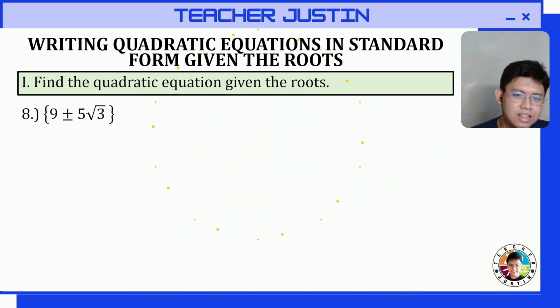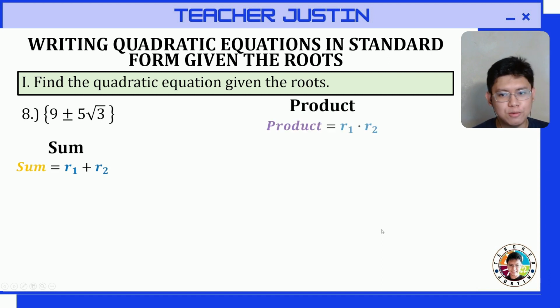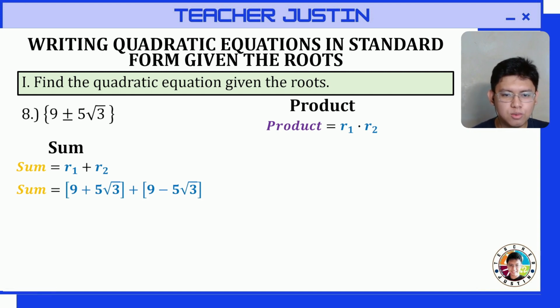Alright, ta-da! Let's find the quadratic equation of our given roots. So, ang given roots natin is 9 plus minus 5 square root of 3. Now, in writing our quadratic equation, kailangan nating kunin yung ating sum and product of our roots. So, ano nga ba yung sum natin? Let's add our roots. So, let's add 9 plus 5 square root of 3 and 9 minus 5 square root of 3.